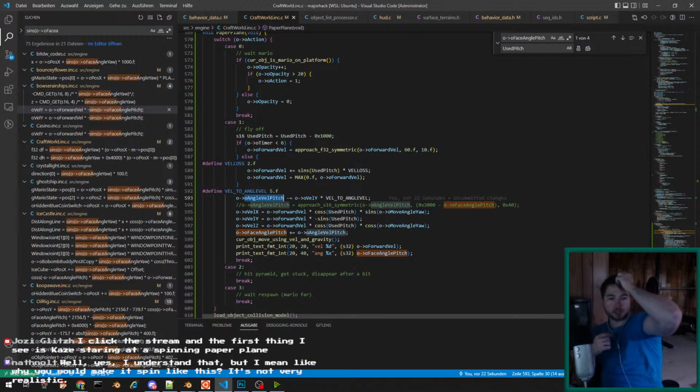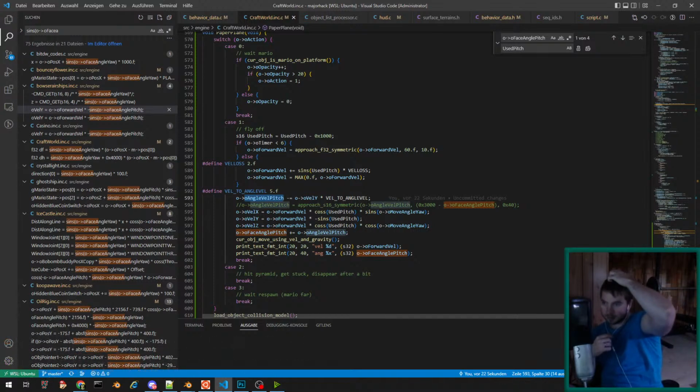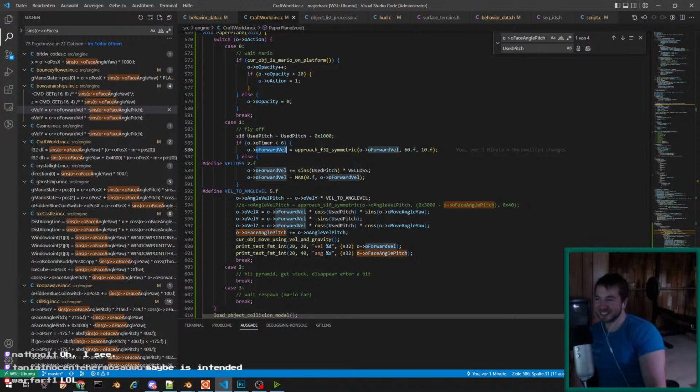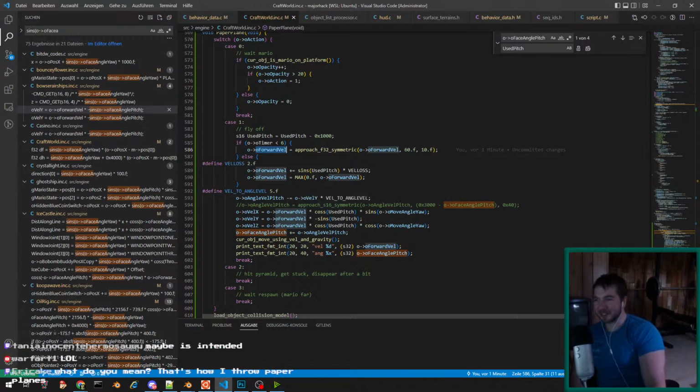Why would you make it spin like that? It's not very realistic. Oh really? You think this is maybe not intended? Are you trolling me? What is this? It's a development stream. This is not the finished product. We're currently working on tweaking the parameters so that it makes sense. I am being trolled, right?